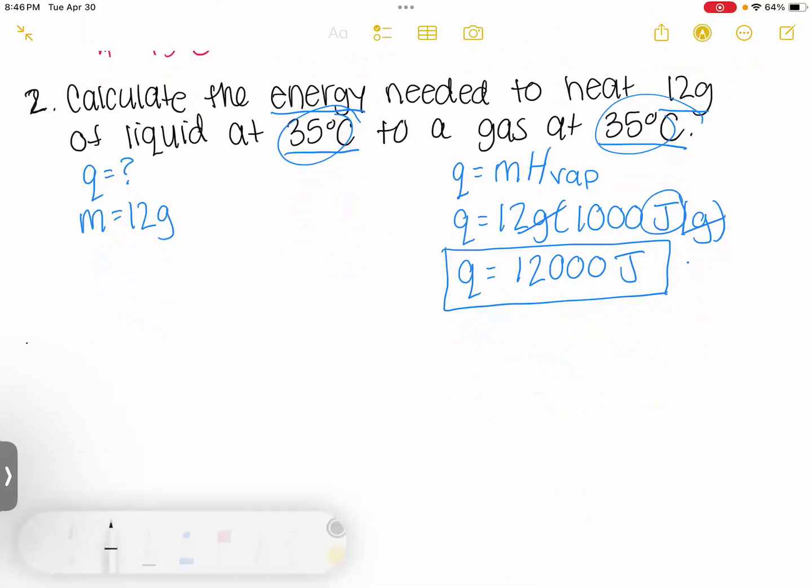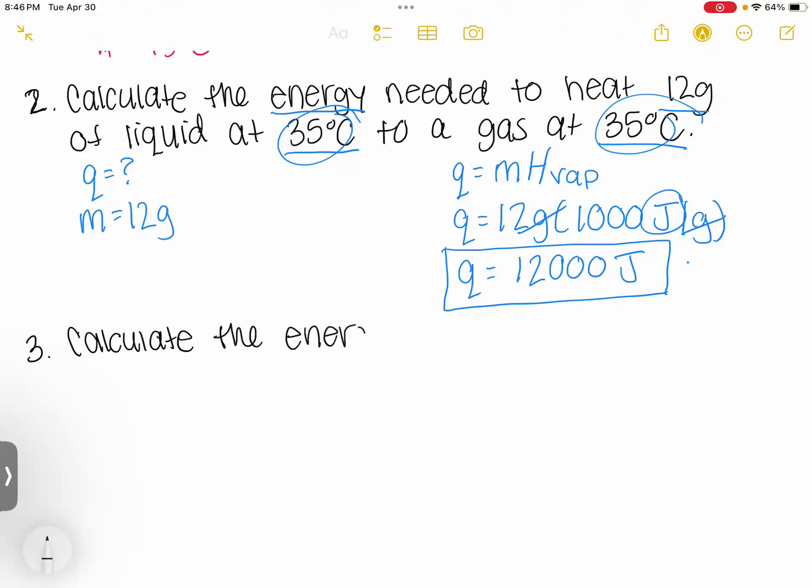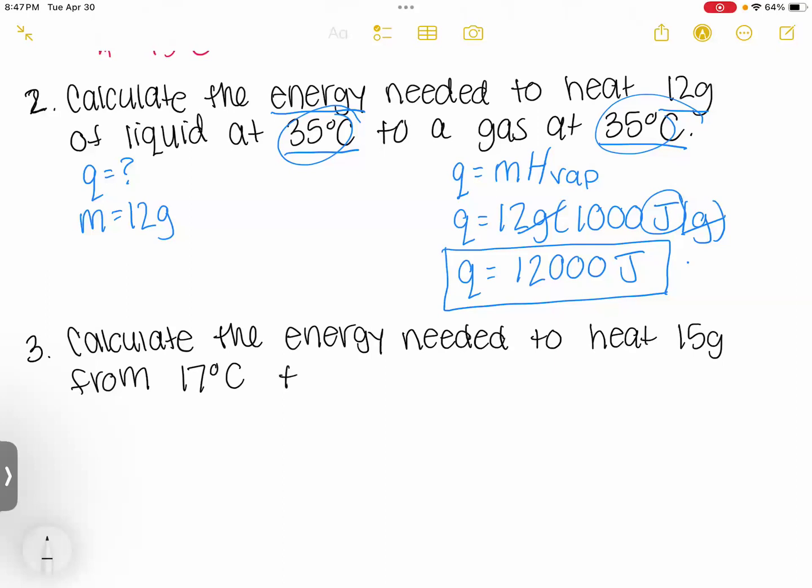Let's try one more. Last question. Calculate the energy needed to heat 15 grams of the substance from 17 degrees Celsius to 32 degrees Celsius.